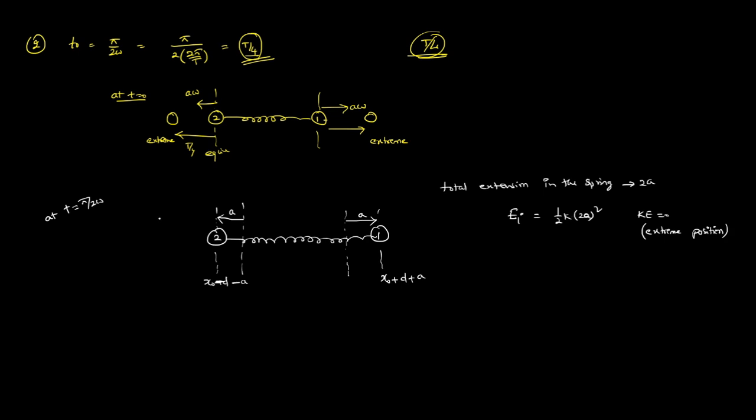Now at this instant, the third particle is going to hit the second particle with velocity a omega by 2. If the third particle is hitting, again the collision is elastic and the masses are identical, so the velocities will get exchanged. After collision, the second particle will get the velocity of the third particle, that means a omega by 2, and the first particle remains at rest. This is just after collision.